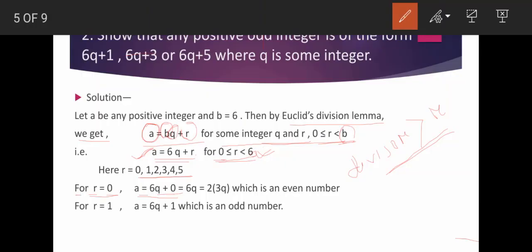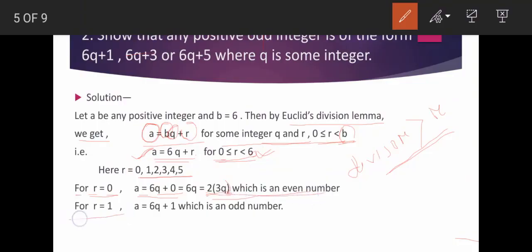Actually we have to determine whether the value of a is even or odd according to the value of r. So when we put r is equal to 0 here, we get a is equal to 6q. Now when we factorize this, we can take 2 common, means 2 can be taken out. Within the bracket 3q will be there. It means 2 into something.